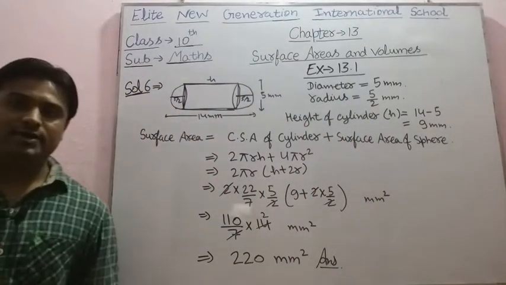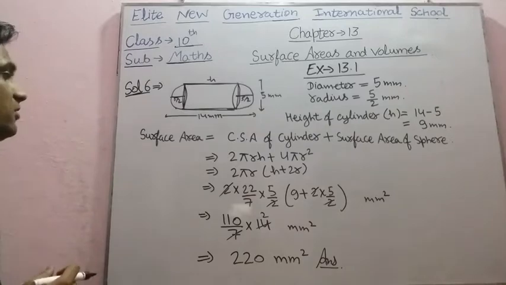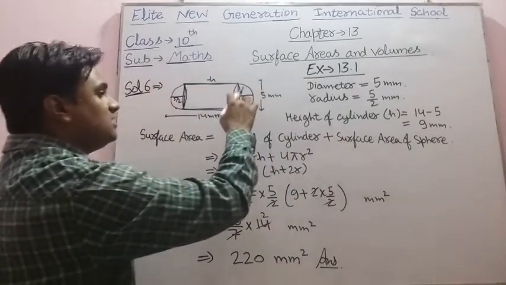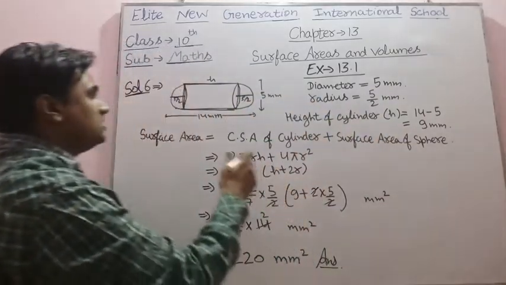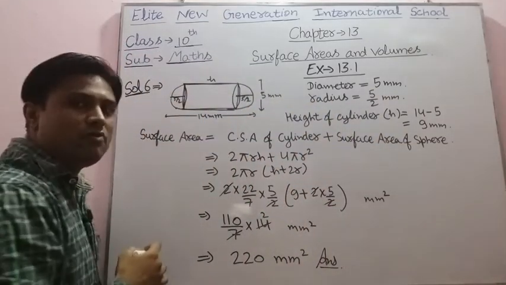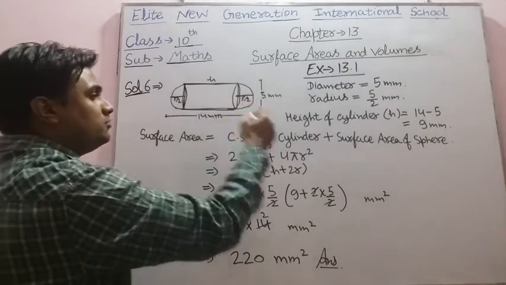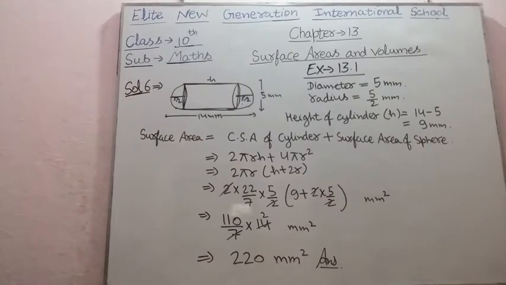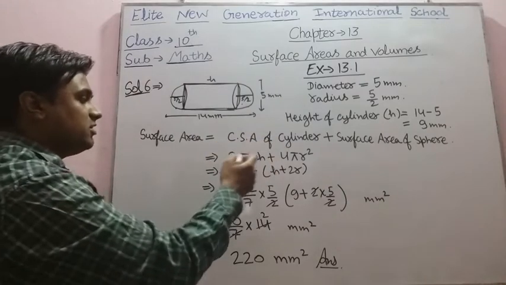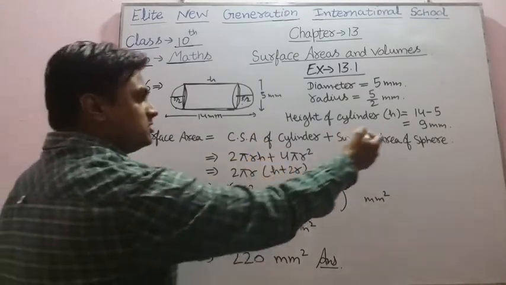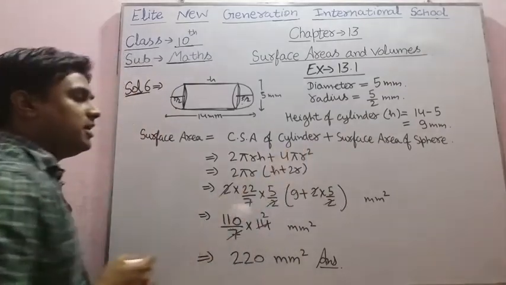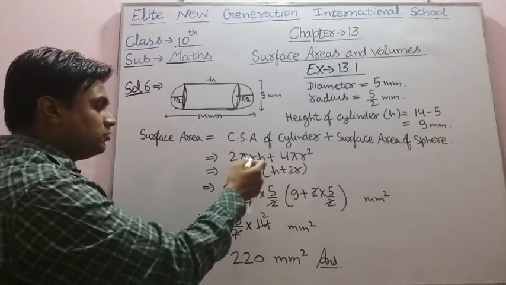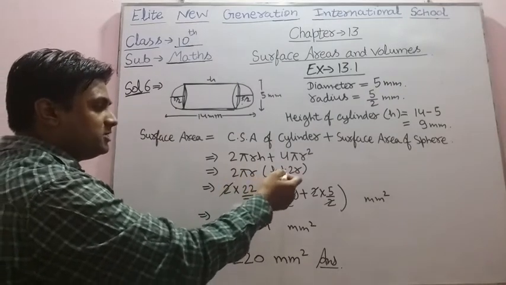Now we have to find its surface area. So the surface area will be given by the curved surface area of the cylinder plus the surface area of the sphere, or we can say 2 into the surface area of a hemisphere. So 2 hemispheres form 1 sphere. Now the curved surface area of the cylinder is given by 2 pi r h plus the surface area of the sphere, which is 4 pi r square. Now here we can take common 2 pi r. So taking 2 pi r common, it will be h plus 2r.